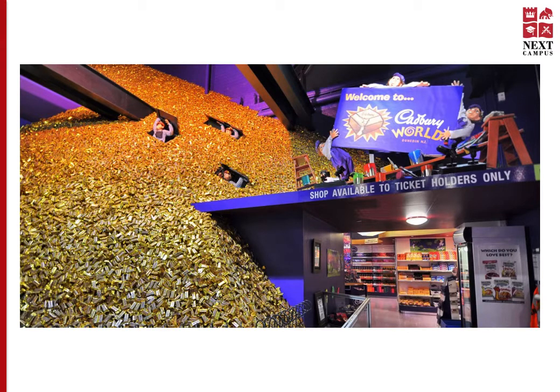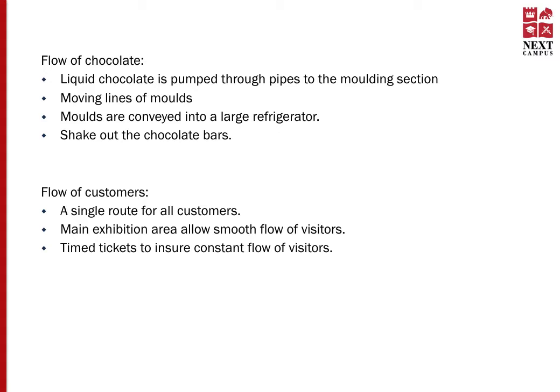Now let's take a look at a factory that manufactures chocolates and also welcomes visitors to see the manufacturing process. There are two distinctly different processes in such a manufacturing plant. The first process is the flow of chocolates. Here, liquid chocolate is pumped through pipes to the molding section. Then the molds are moved in lines. The molds are conveyed into a large refrigerator. And after this, it's moved into a section where it shakes out chocolate bars.